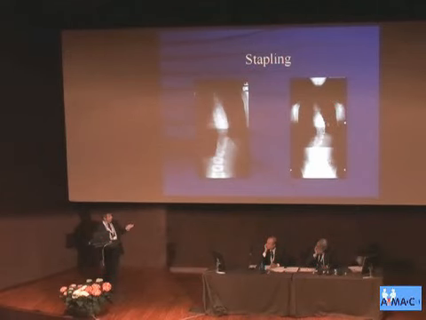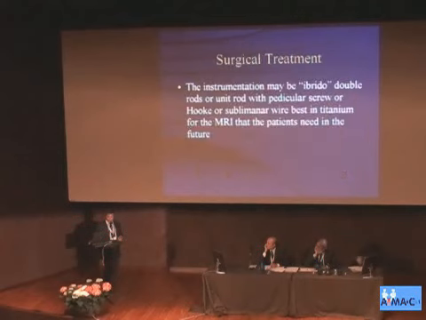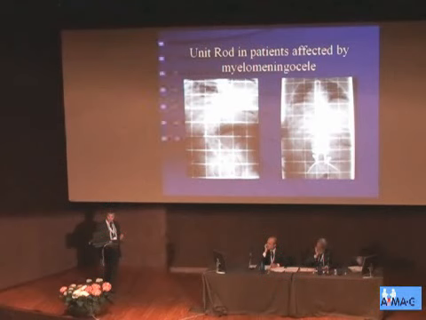This is in thoracoscopy. Now, the instrumentation that can be used to treat scoliosis is therefore hybrid. Depends on the scoliosis. It depends on the scoliosis you have. You've got the double rods, the unit rod, pedicle screws, or I can use titanium screws, because very often these people have to do MRI, and if you put in steel, MRI is no longer useful.